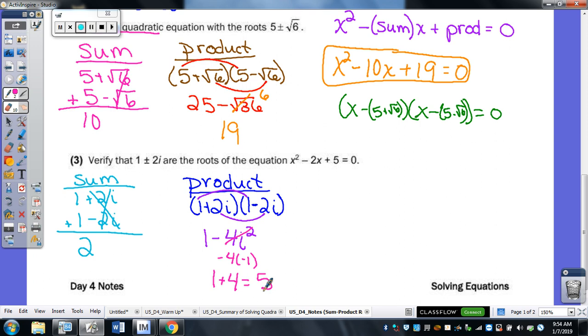So again, following along with our little formula up there, if I were to write my equation based on my sum and my product that I just found, it would be x squared minus the sum times x, my sum being 2, plus my product of 5 equals 0. Is that the same equation they have here? It sure is. So those are going to be the roots. And we just verified it. That's showing our work. That's us verifying that those are the roots.